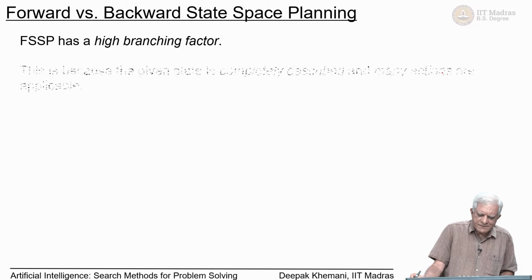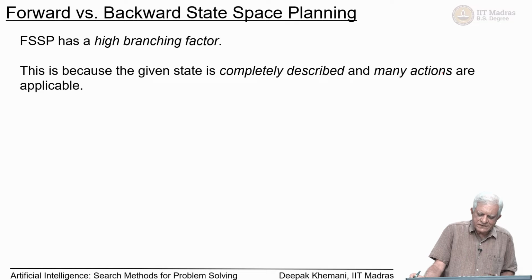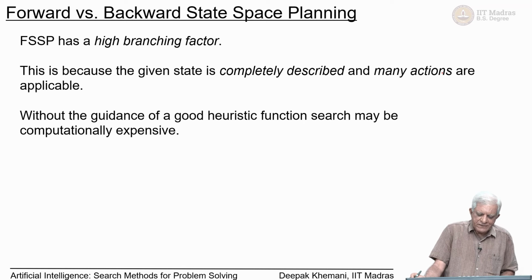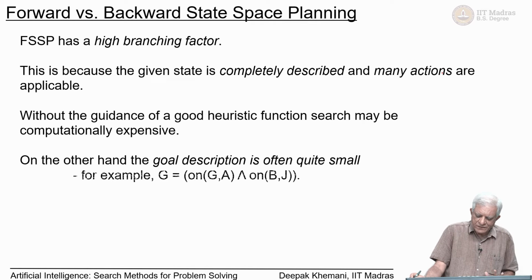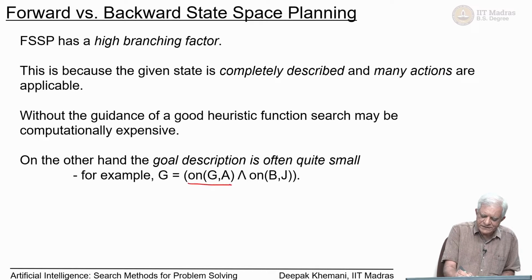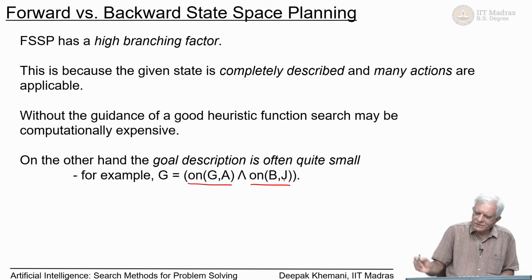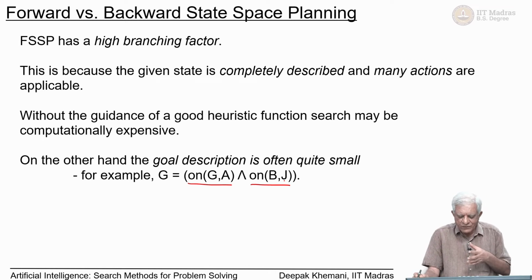So, forward state space planning has a high branching factor. This is because the state is completely described and many actions are applicable in any given state. Without the guidance of a good heuristic function, search may become computationally very expensive. On the other hand, the goal description is often quite small. So, in the earlier example that we saw, where we described the planning problem, the goal description was only two things, that you wanted G to be on A and you wanted B to be on G, and therefore, search can only focus on that essentially.